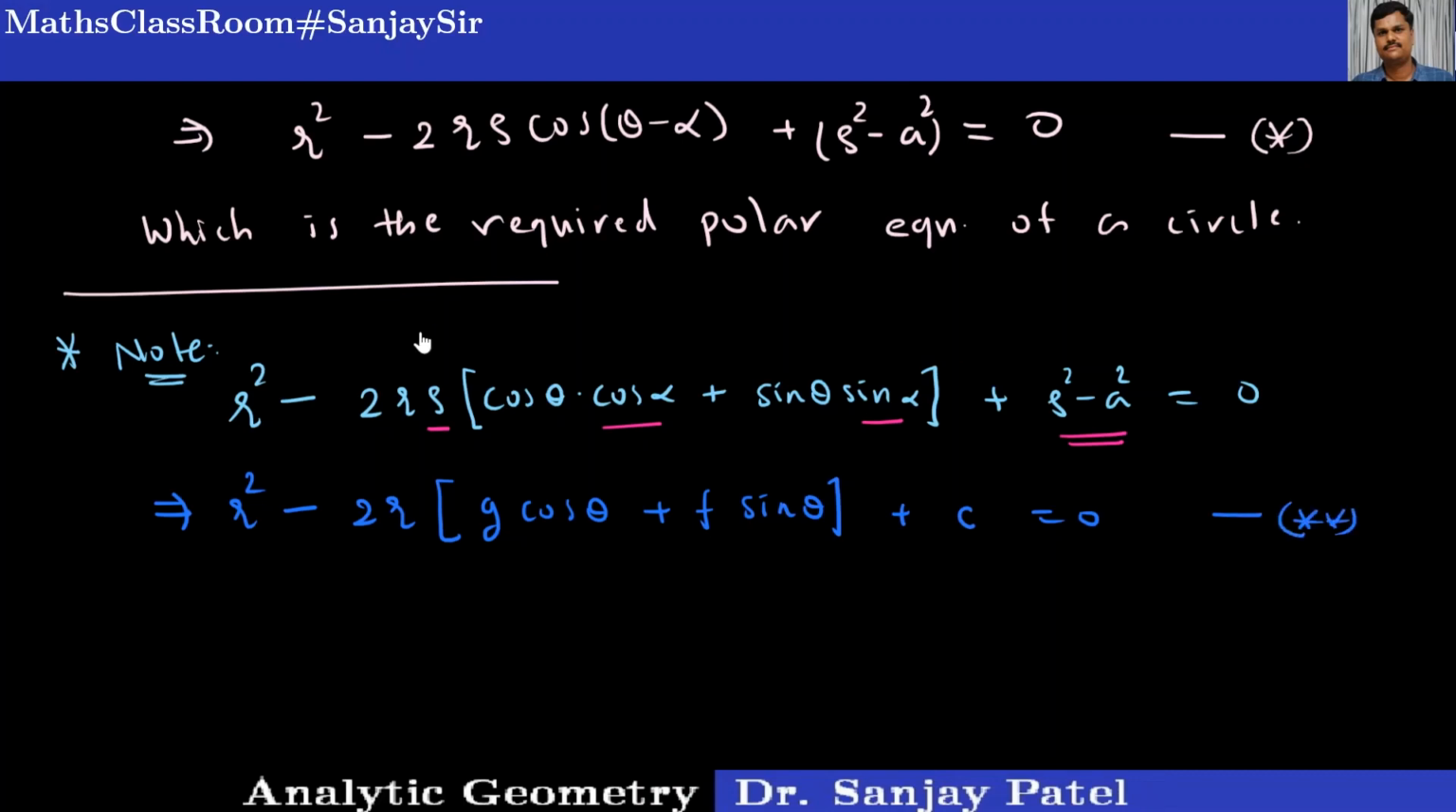So this is our another equation. And here let me write what is the meaning of this g and f and c, where g is equal to rho into cos alpha, f is equal to rho into sin alpha, and c is equal to rho square minus a square. So you can think that if you have the equation of a circle, then you can write it like this.